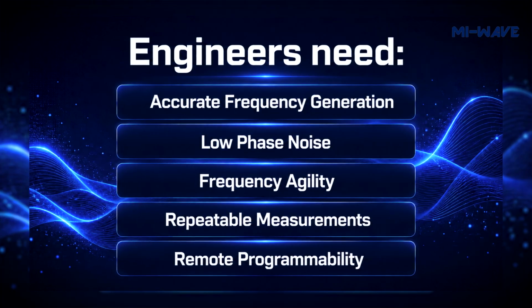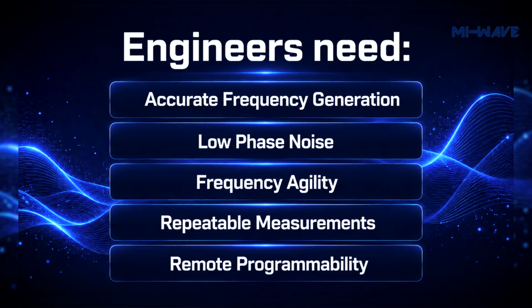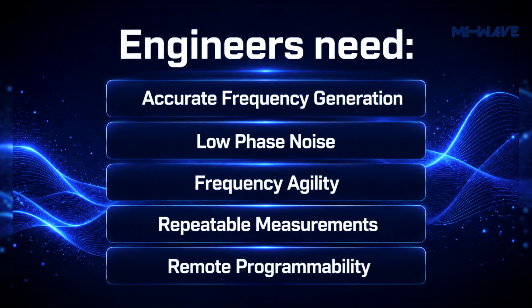Modern RF systems require much more than a simple oscillator. Engineers need accurate frequency generation, low phase noise, frequency agility, repeatable measurements, and remote programmability. The MyWave 958 series provides these capabilities. In radar applications, radar systems often require rapid frequency changes for target detection, signal analysis, and frequency agility testing. The frequency hop capability allows engineers to create agile RF signals for radar development.